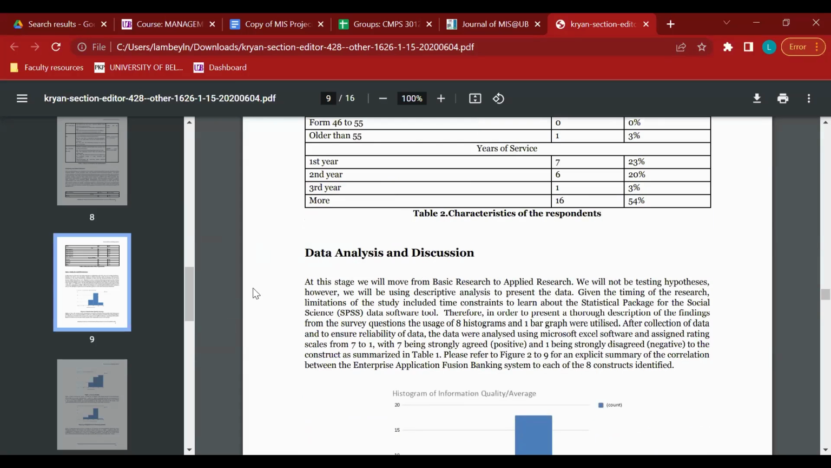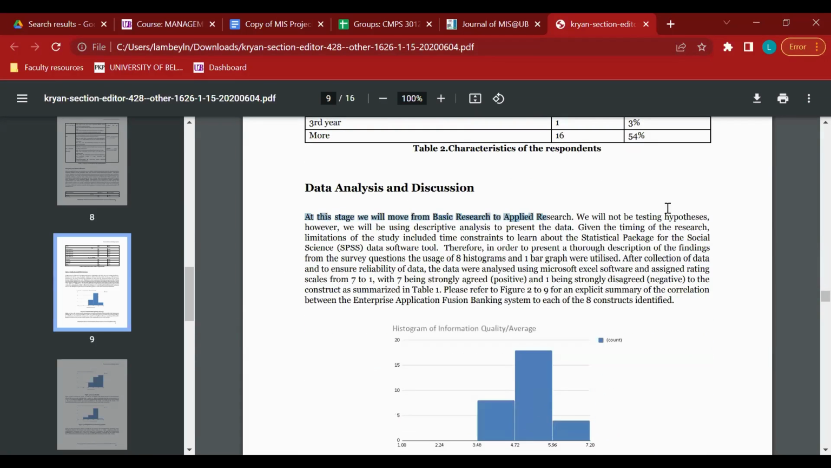So notice they showed us where we are in the document. They started by doing that great transition, telling us we just left basic research, we're going on to applied. This is what we're using. This is not what we're going to use in our study. These are some of our constraints. This is the amount of persons we sent out surveys to.